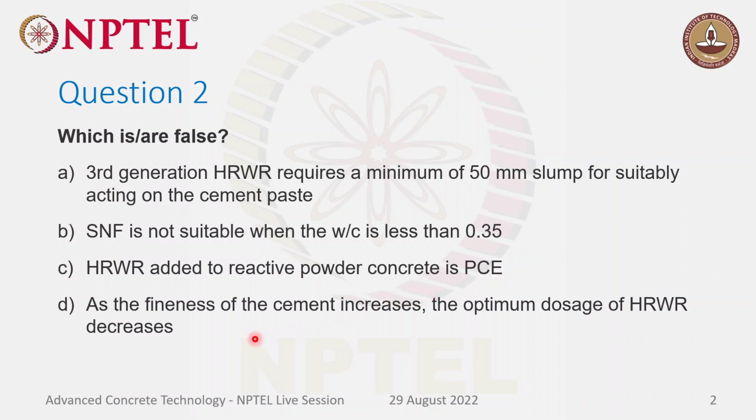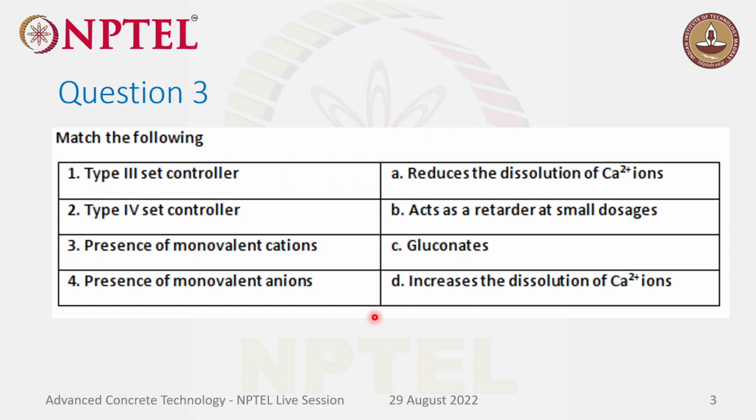And then coming to option D, fineness of cement increases means there will be more particles. The specific surface area of the cement will be very high. If the cement is very fine, the particle size will be very small, so the specific surface area will be much higher. So we need higher dosages of water reducing admixtures. So the optimum dosage will not decrease; it will increase. Okay, most of you gave the right answer. Now let's move to the next question.